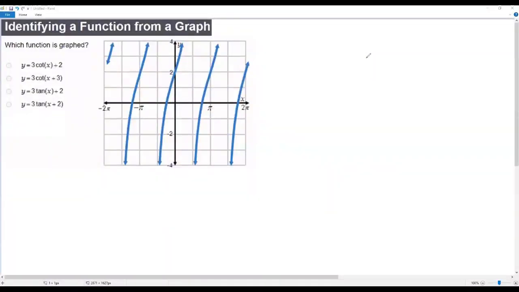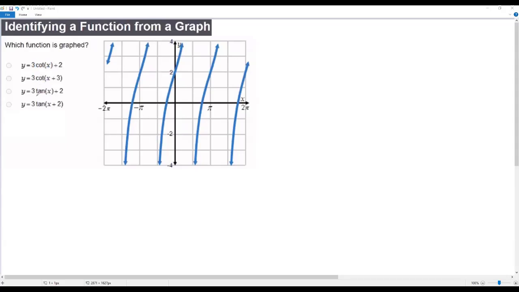Here we have a problem on identifying a function from a graph. So here we have a graph and we have to identify the function which represents the given graph. And we have four options. In the given four options, in the first option we have the cotangent function, and in the last option we have the tangent function.